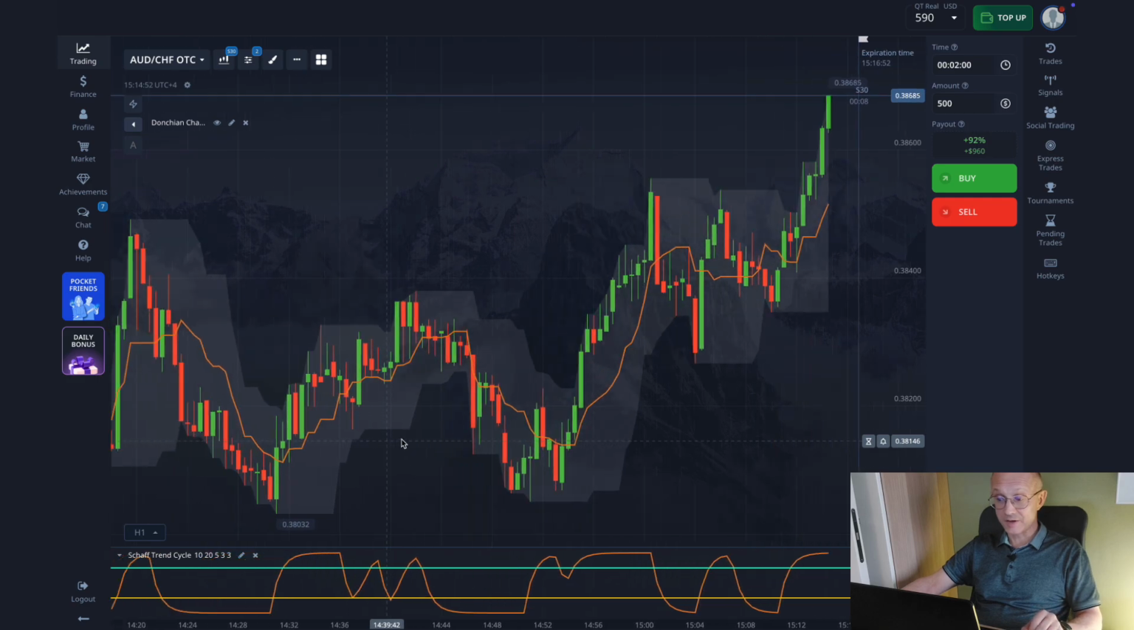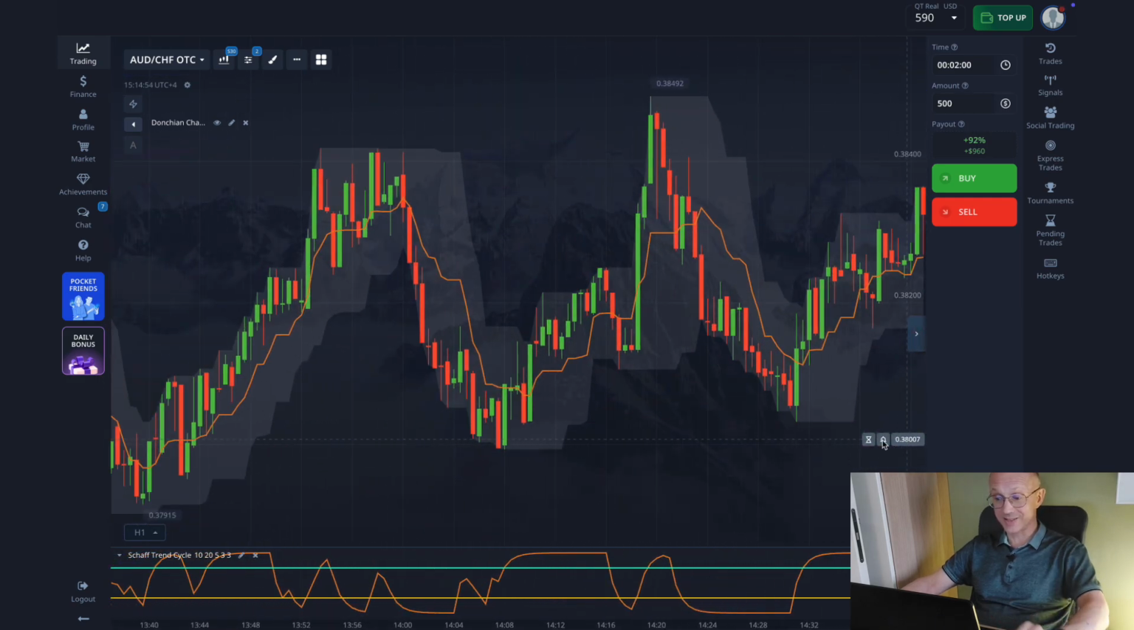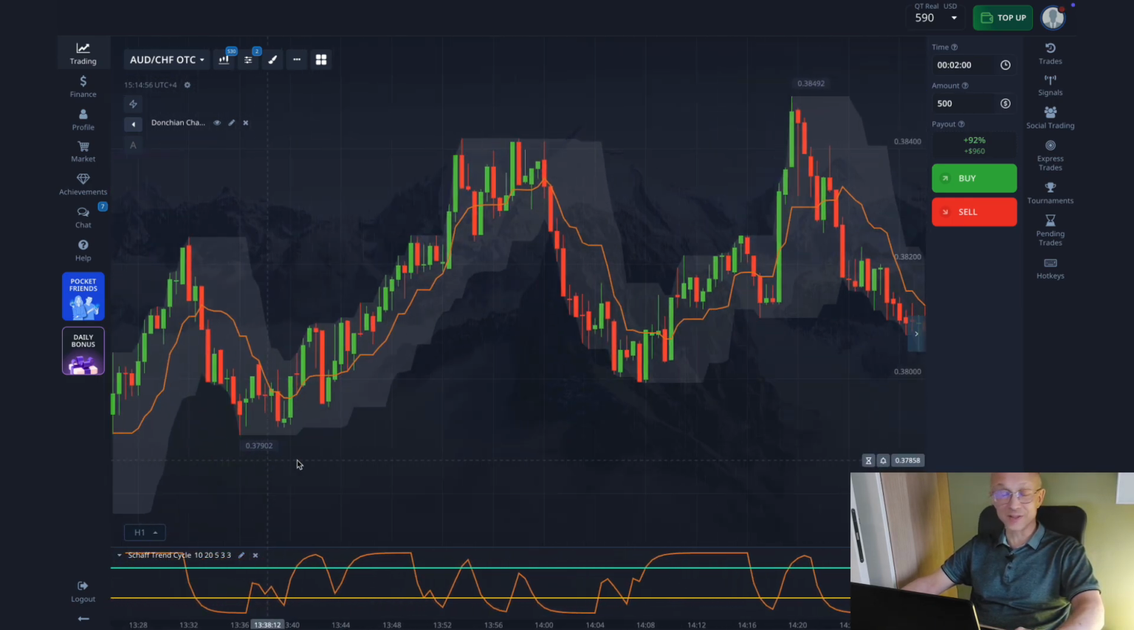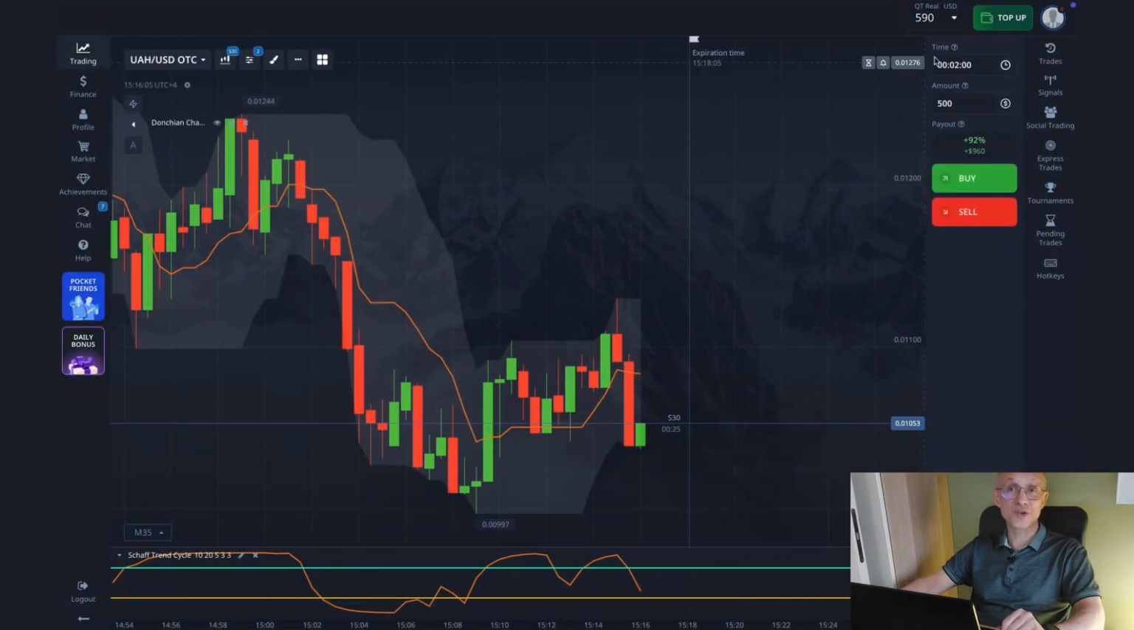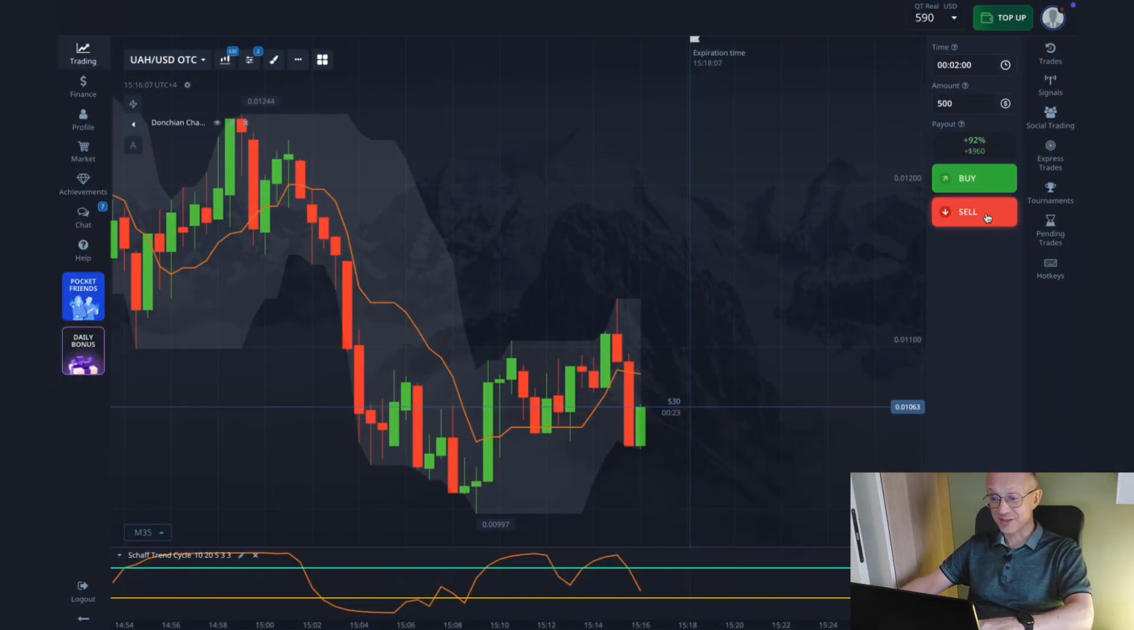So the indicators are ready to go, and friends, if you trade on your phones, set them up the same way. First trading situation. The expiration time is 2 minutes and I'm opening a short trade for $500.